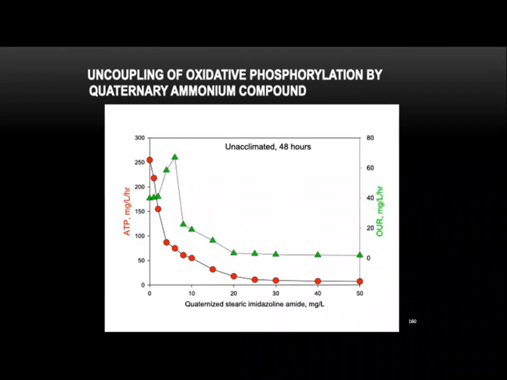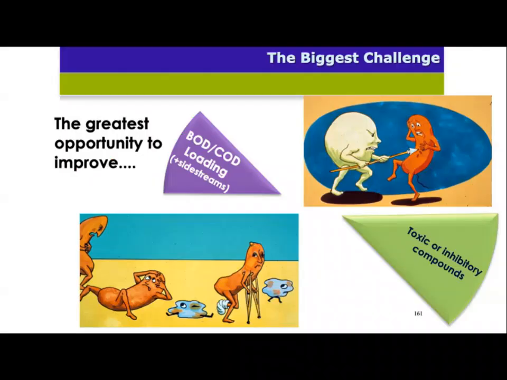This is just an example then of a particular quat that we looked at in the lab. I showed you this earlier in the day, so I won't beat this one any farther into your head. But this was the uncoupling, remember, where the oxygen uptake went up and the ATP went down. It was an uncoupled reaction. So that is the effect of that.